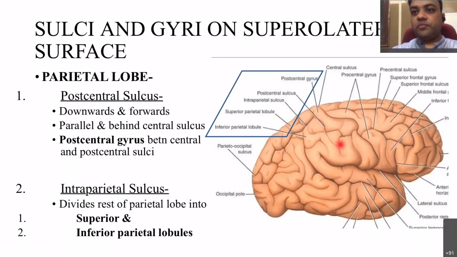And there is a post central gyrus present between the central sulcus and post central sulcus. So this is the post central gyrus. जो पूरा लाइन दिख रहा है, this one is the post central gyrus.